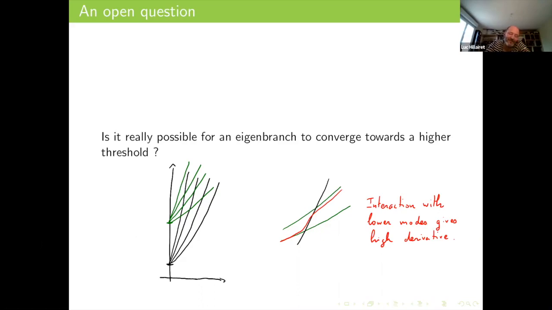So I wanted to stress in this talk this relation between analytic eigenvalues, analytic eigenbranches, and semiclassical concentration. This does not appear if you look at other functions, and this is why I didn't want to speak too much about it.